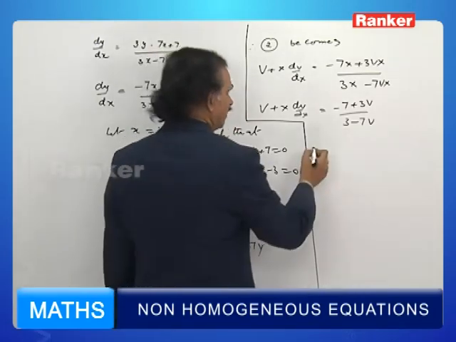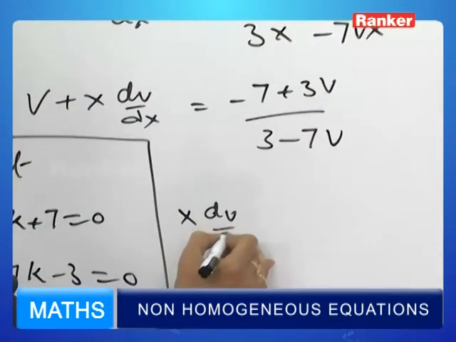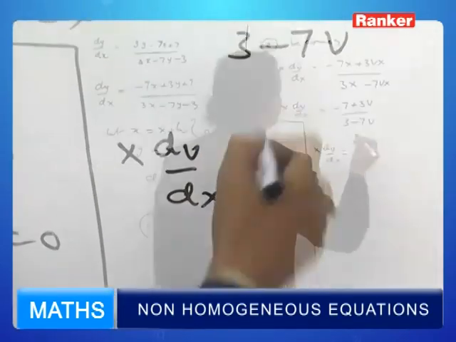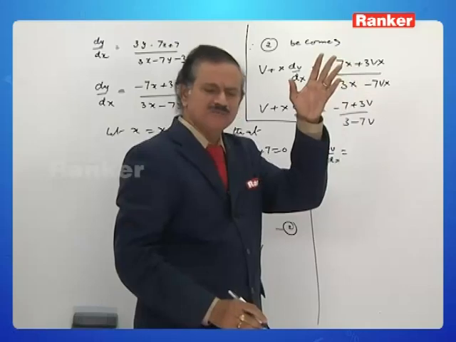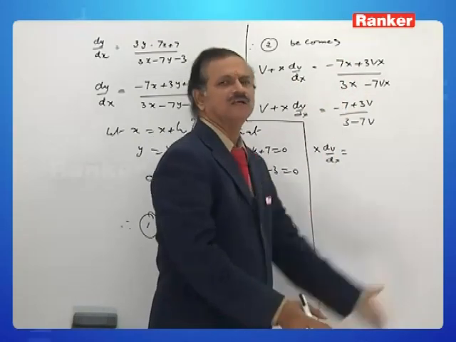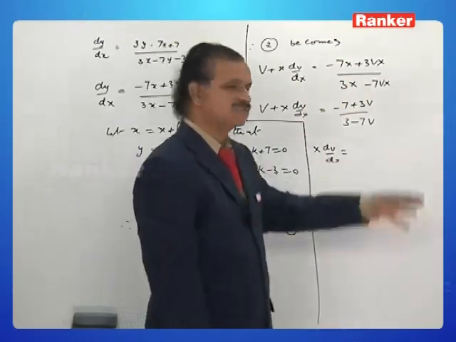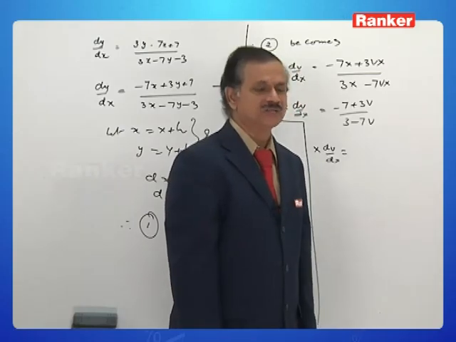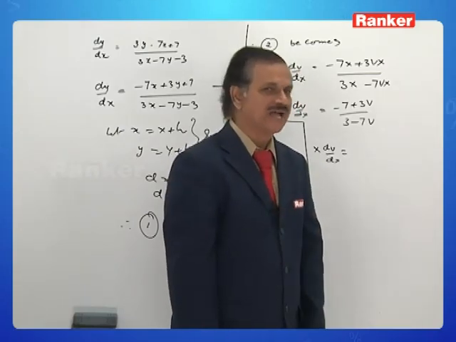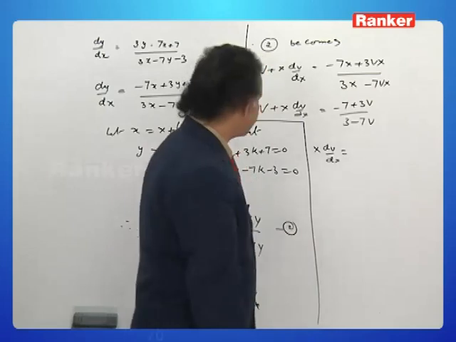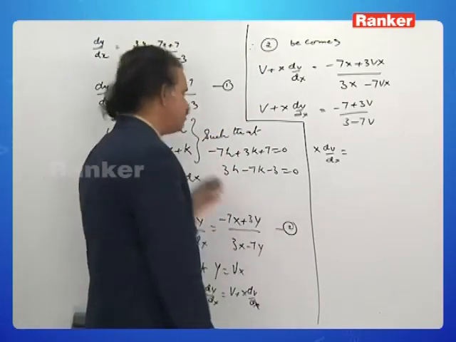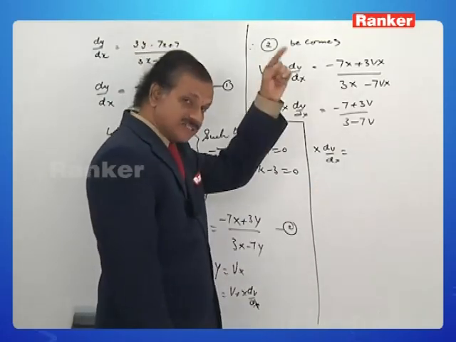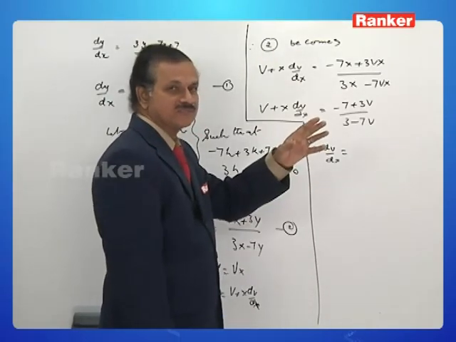Well done. From this, x dv by dx is equal to... the pattern of homogeneous equations is entirely repeated. And at last, you will have the answer in terms of capital X and capital Y. In the place of capital X, we have small x minus h, and in the place of capital Y, we have small y minus k.